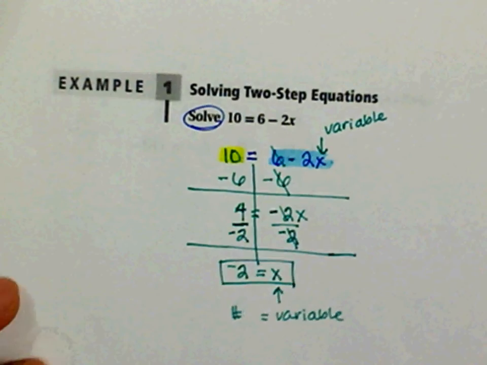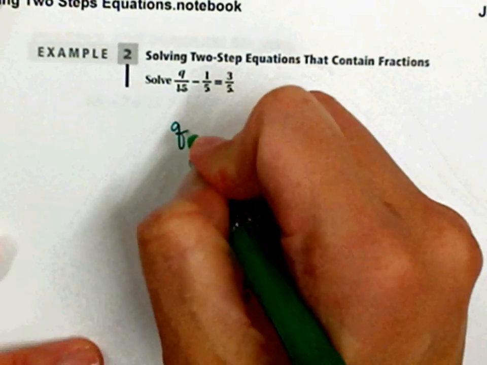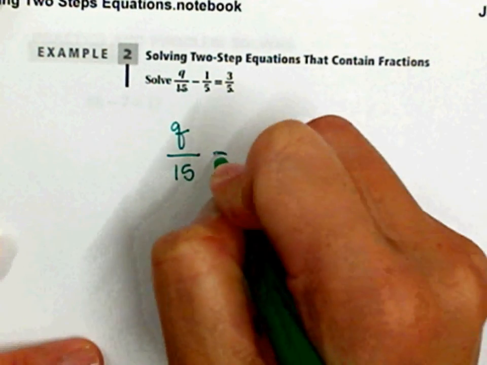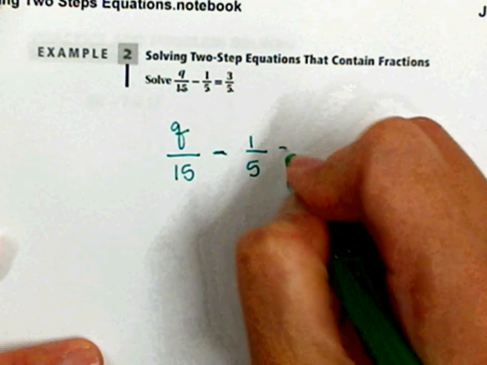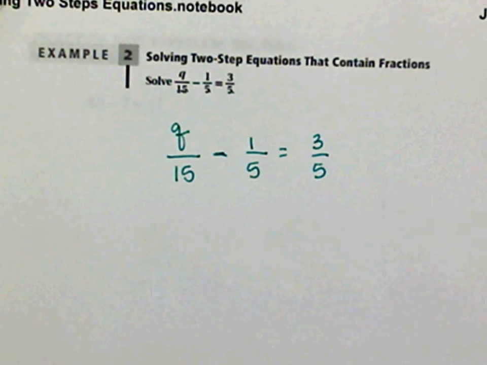All right, let's go to example 2. If you want to rewrite it, it looks like this: Q divided by 15 minus 1 divided by 5 equals 3 over 5. This one's a little different. You have more than one way to work this problem, and I'm actually going to show you a way that might be the easiest. To some students it might not be, but don't be scared of fractions.